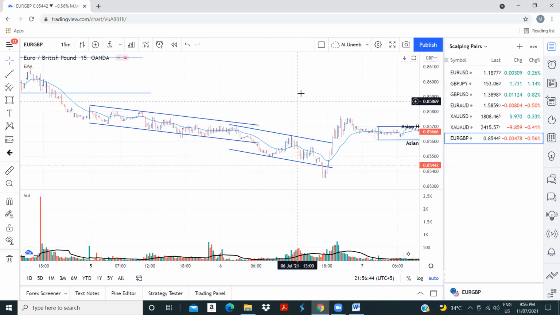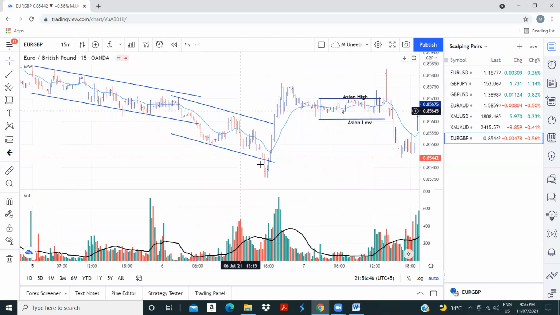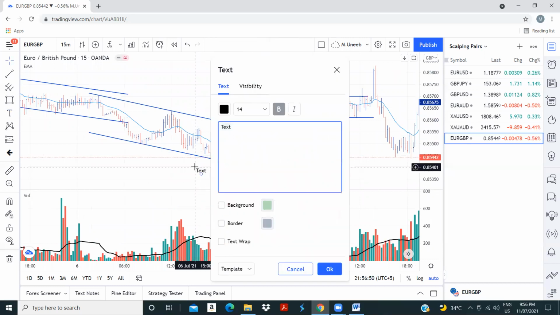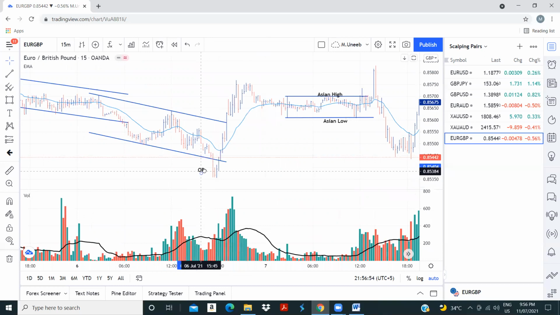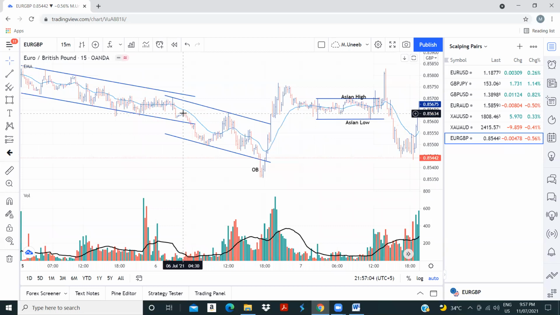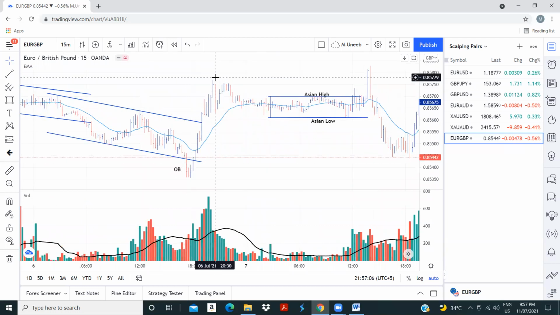Refine it. All right. So what we have seen here, we have observed an overbought here. So you mark it down. OB, overbought. I suggest you come 15 minutes before London Open and then draw all of your structures like this. Okay. Then we have an up push here.